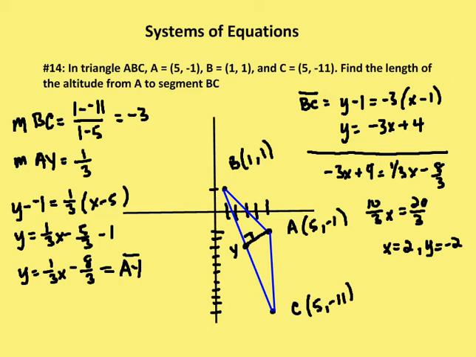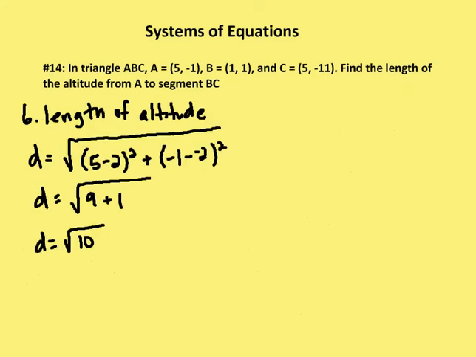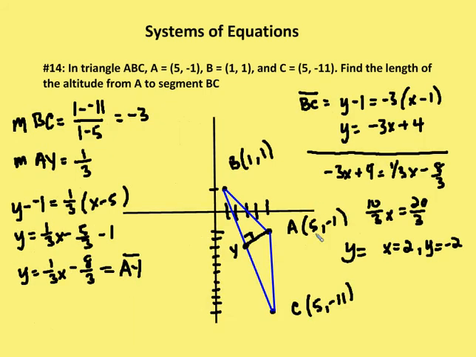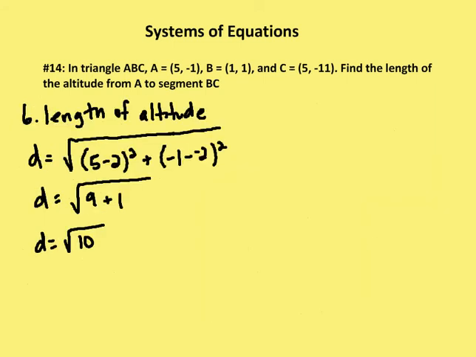So now I'm going to use the distance formula to solve for the distance between A and Y. I have A as a point. I have Y as a point. So here's Y. Now I need to use the distance formula to solve for the distance between A and Y. So the length of the altitude will be 5 minus 2. Okay, so we had (5, -1) as a point for A, and (2, -2) for the point for Y.